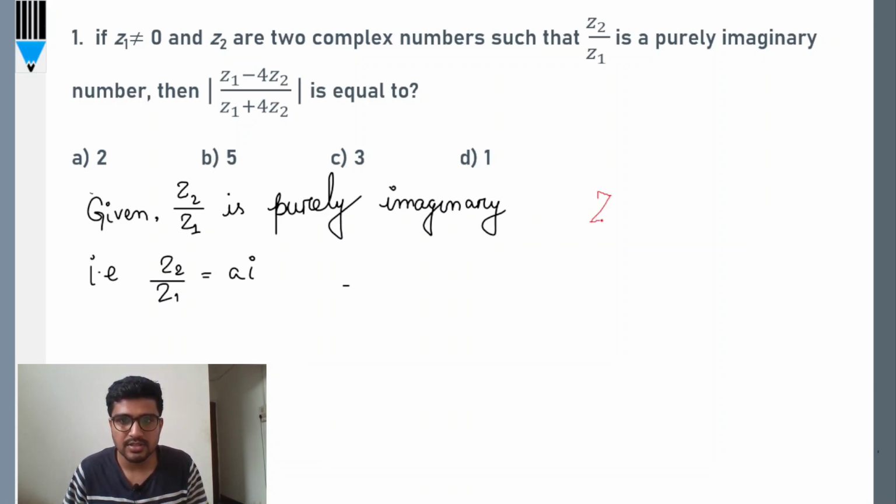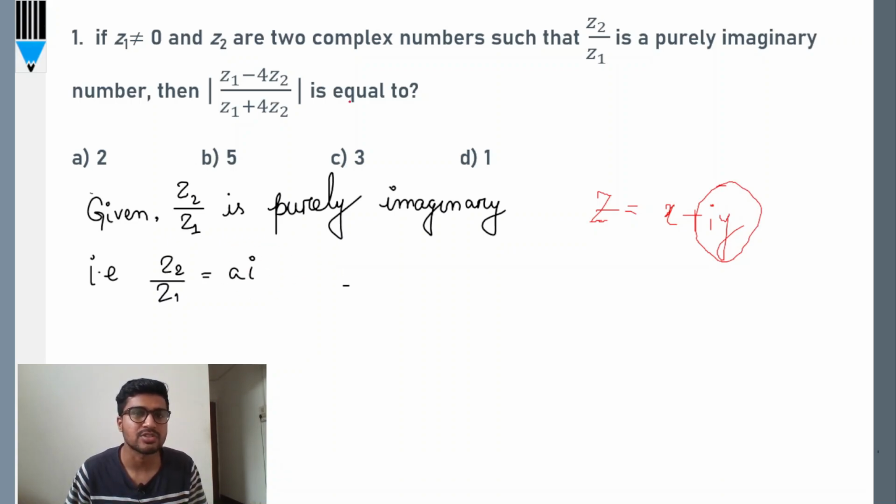So z equals x plus iy, right? Function of z is also a function of z, like z2 by z1. It can also be in the form x plus iy, or u plus iv. The second term is the imaginary term, so here iy we have set as ai because it is just an imaginary number.